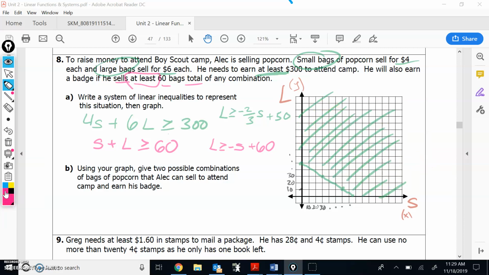And then the other graph has a y-intercept of 60, and it's going down 1 over 1. Make sure I'm doing that right. It's also going to be a solid line, not drawing arrows. And then you're going to shade above.